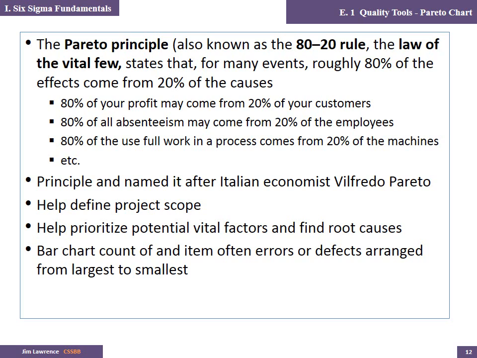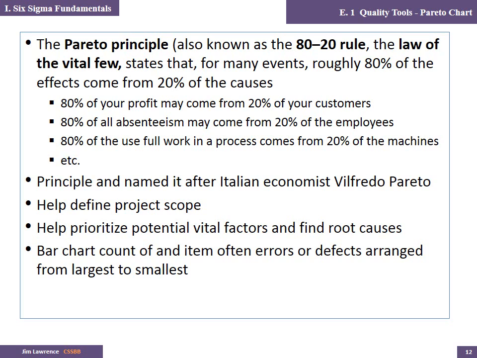The 80-20 rule, or the law of the vital few, states that for many events, roughly 80% of the effects come from 20% of the causes. 80% of your profit may come from 20% of your customers. 80% of your absenteeism may come from 20% of your employees, and so on. Named after an Italian economist, Vilfredo Pareto.